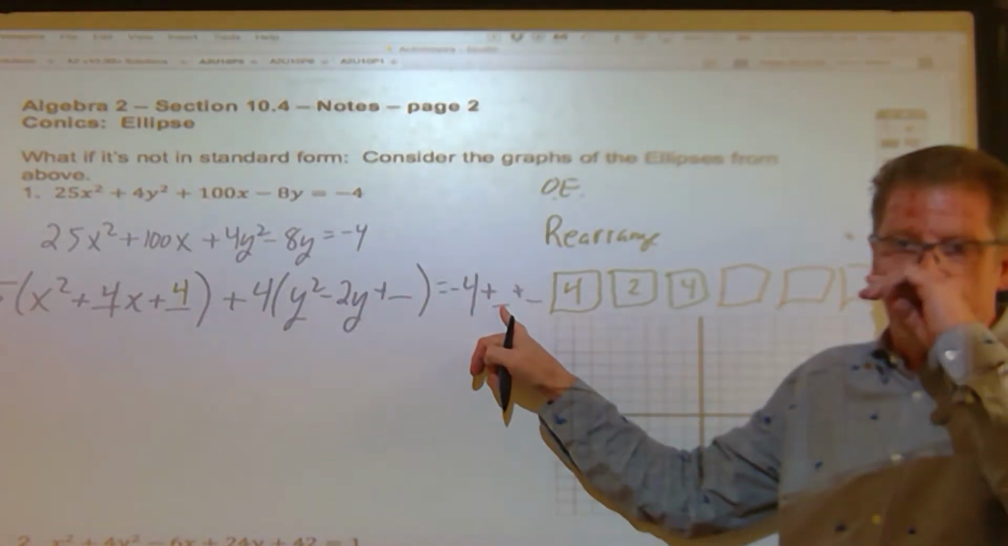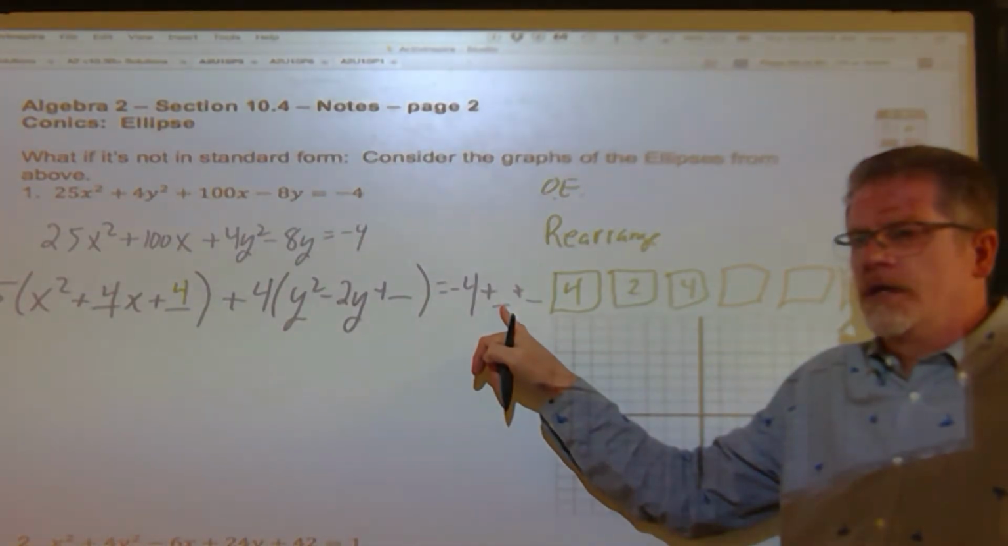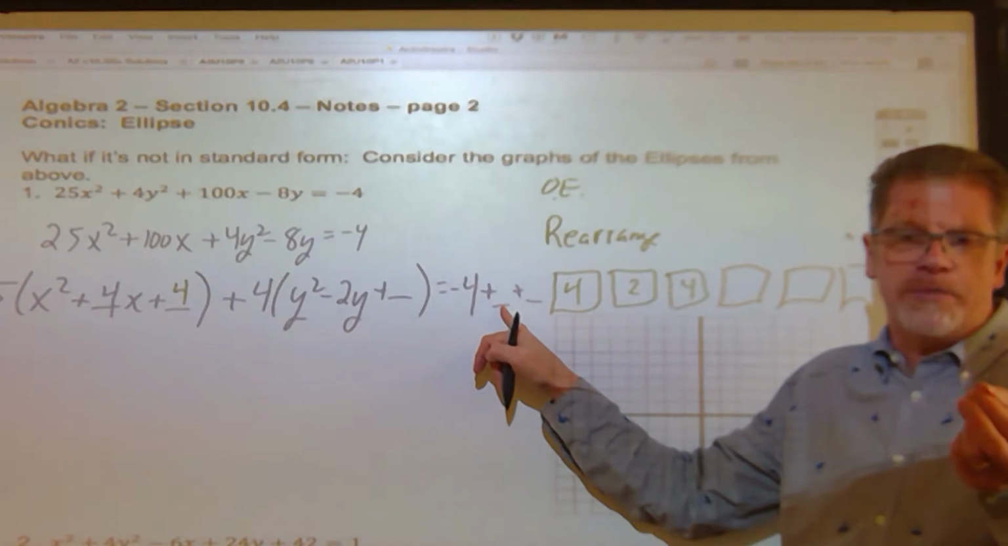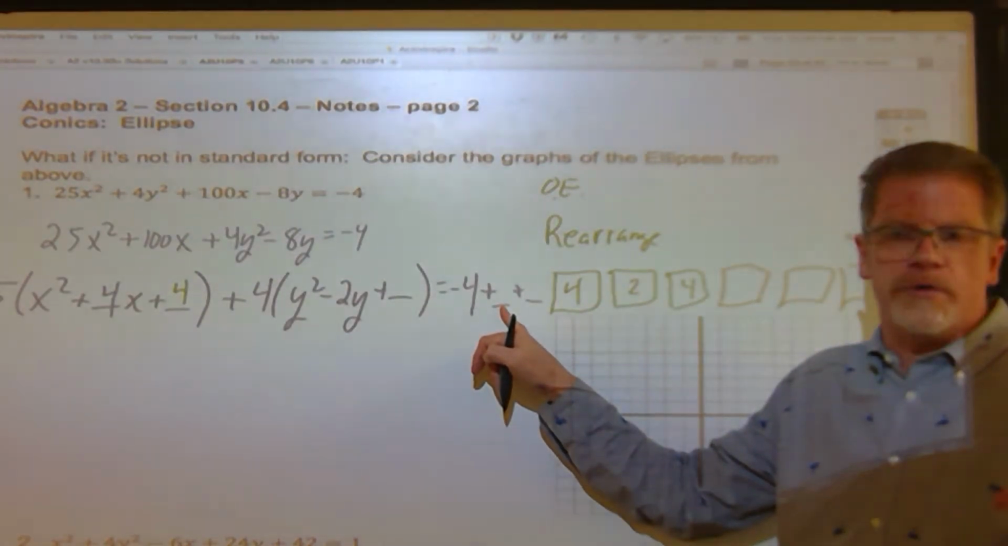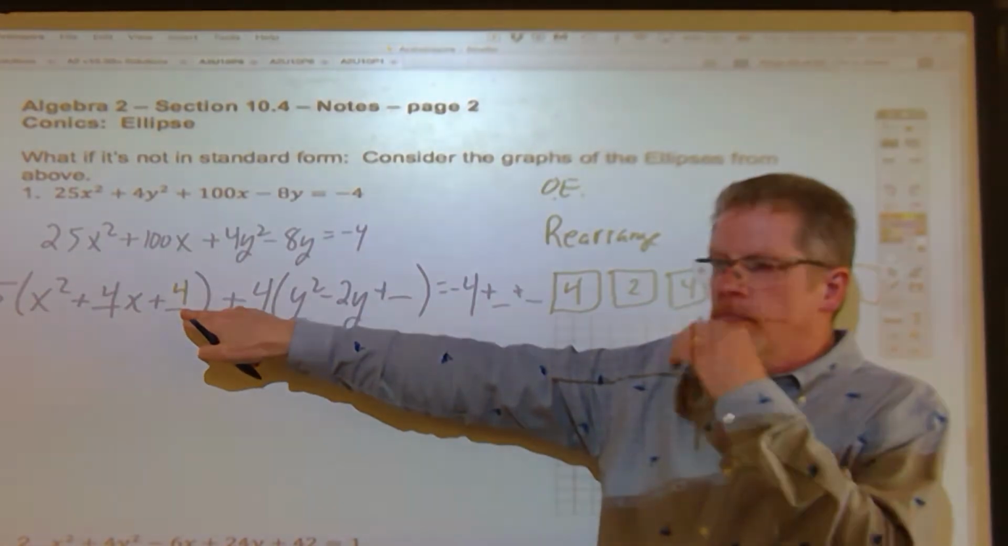I'll take a volunteer on this one. Maybe you think you see it. Maybe you think you know what's going on. All right, go ahead and collaborate with someone then. Tell your fellow group members what number goes right here to counterbalance this 4. -4.